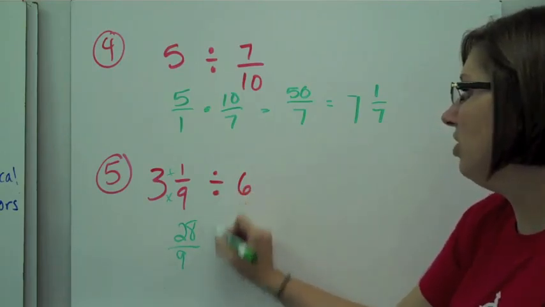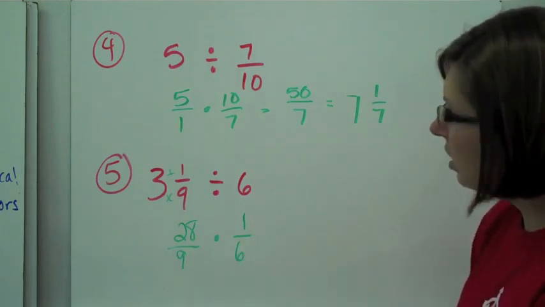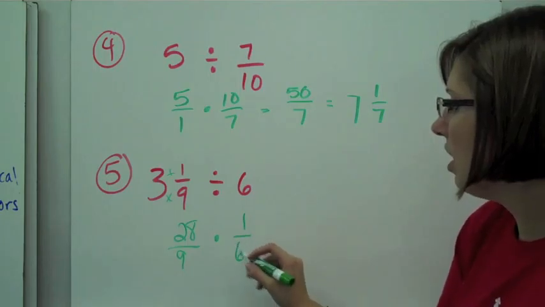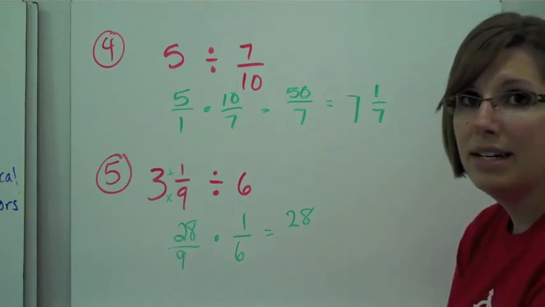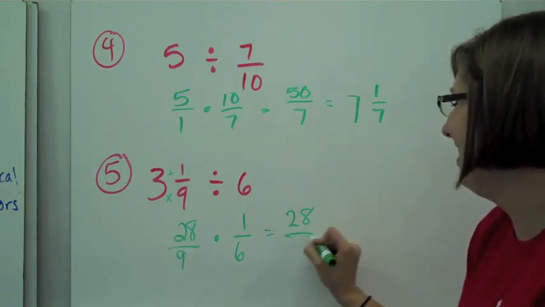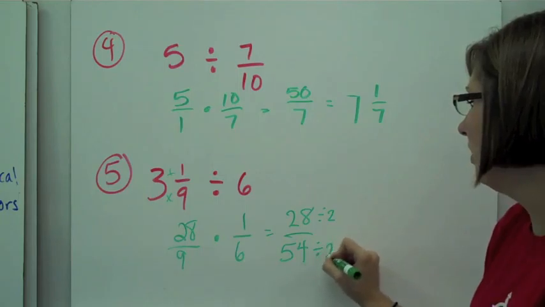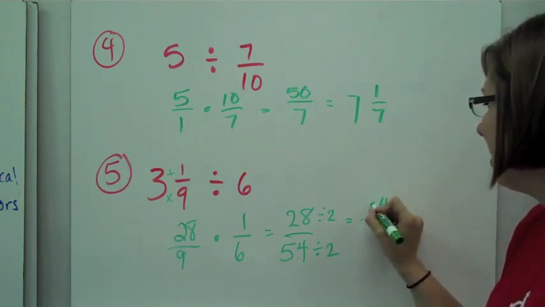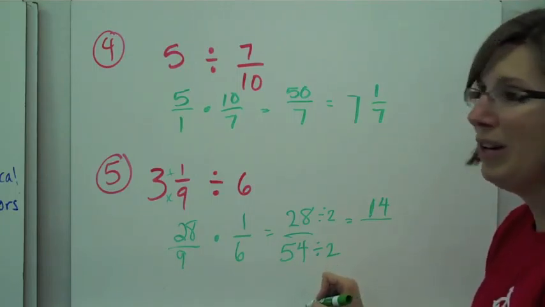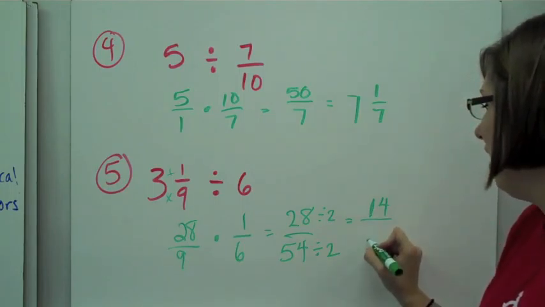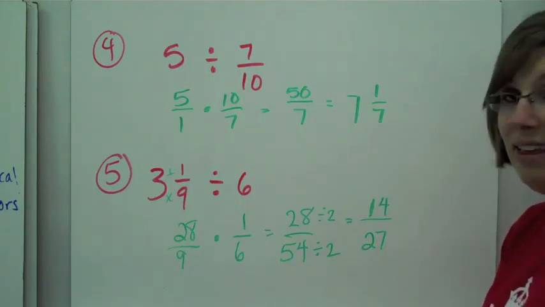I'm going to change division to multiplication, flip this over. So let's see, I've got 28 and then 9 times 6 is 54. Well, they're both even, so I can divide by 2. So that'd be 14 and 54 divided by 2. I know that 50 divided by 2 is 25. So this is going to be 27. Okay? And I think that's as low as it can go.